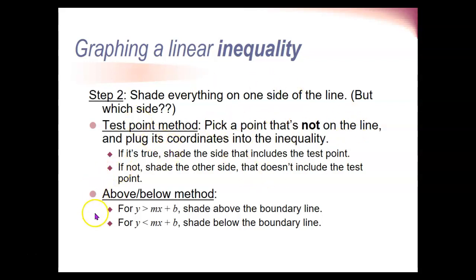An alternative method, if your inequality is solved for y, if it has y by itself on one side: if it has y greater than the stuff on the other side, you want to be above the boundary line. If it says y is less than or equal to the stuff on the other side of the inequality, shade what is below the boundary line.